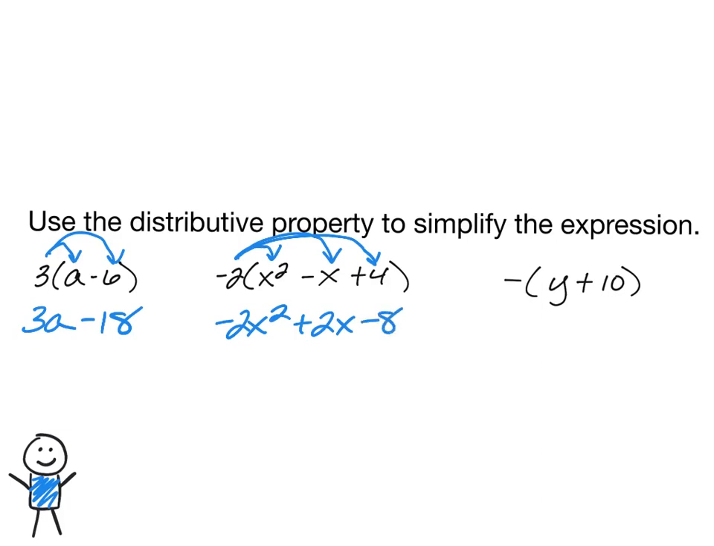Pretty straightforward. Last example says negative the quantity of y plus 10. Don't forget there's an understood 1 that they don't write in algebra. So what we're going to do is distribute this negative 1 to everything on the inside of the parentheses. Negative 1 times y is negative 1y. Negative 1 times 10 is negative 10.